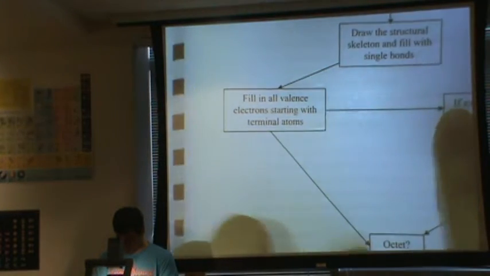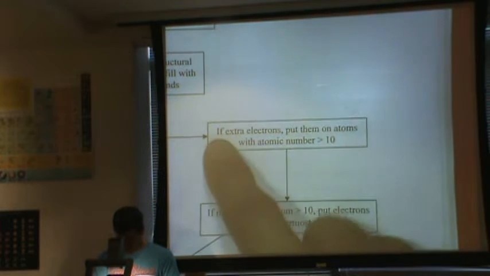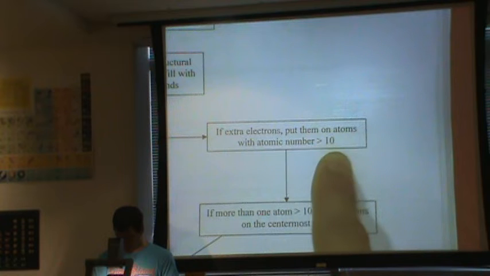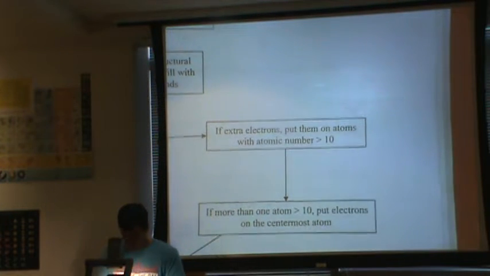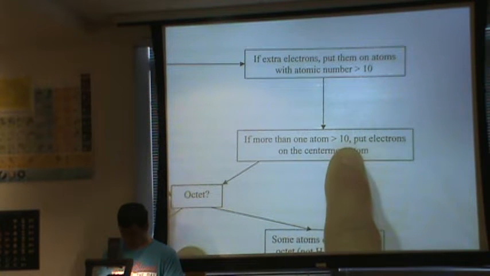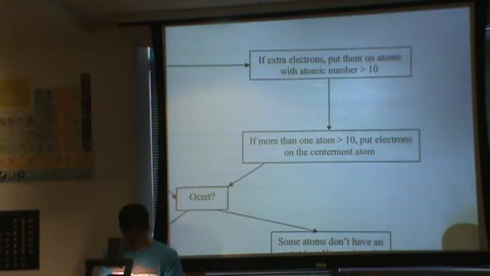And here we have a split. If the first condition is that we have extra electrons, then put them on atoms with atomic number greater than 10. The next step would be if more than one atom is less than 10, put electrons on the centermost atom. So then at that point, you're just going to put electrons in the center.